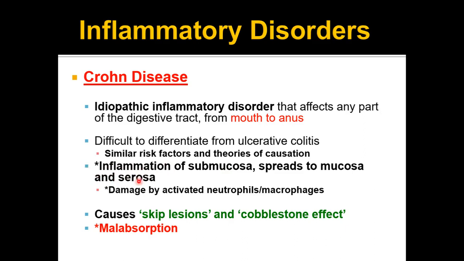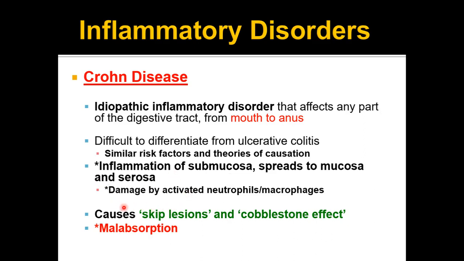Inflammation here is of the submucosa. So with ulcerative colitis, the inflammation originated in the mucosal layer, but with Crohn's disease, the inflammation is starting in the submucosa, and then that inflammation will spread both towards the mucosa and involve the mucosa, but also it will spread and start involving the muscularis layer and the serosal layer of the GI tract where this is happening.